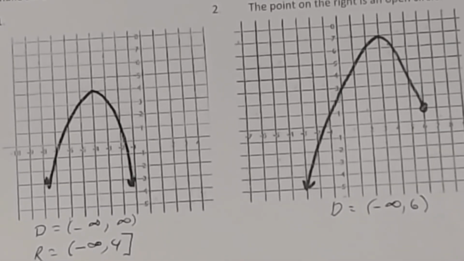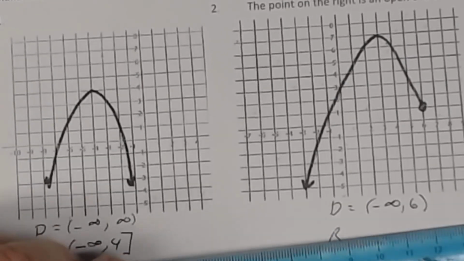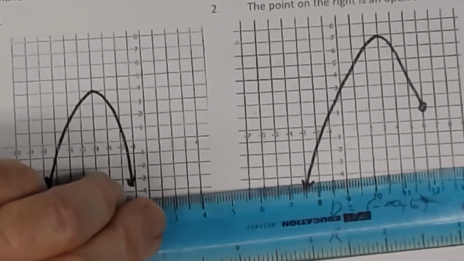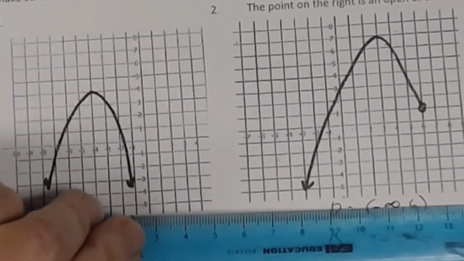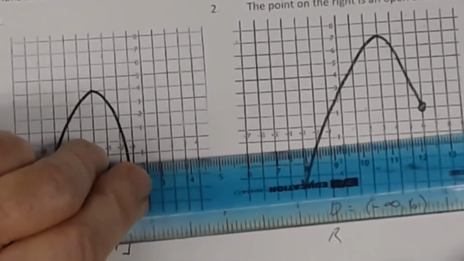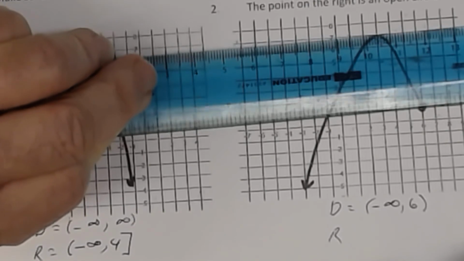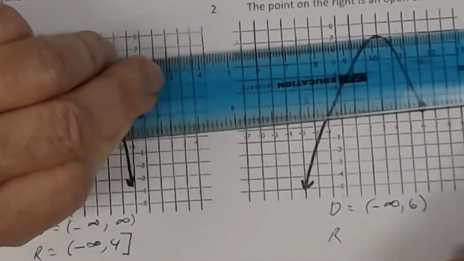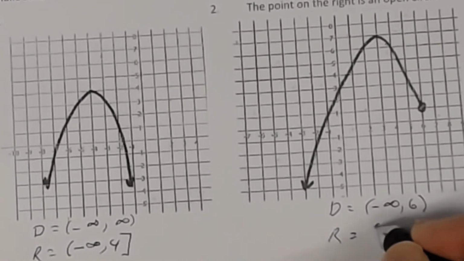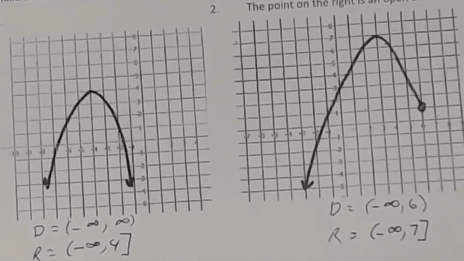The range, notice the arrow, remember the range is a set of y coordinates. So you're going from bottom up along the y-axis. You have an arrow pointing down, so you're going from negative infinity all the way, and then the largest y value on this graph is 7. So 7 with a bracket. So negative infinity, parentheses, 7, bracket.